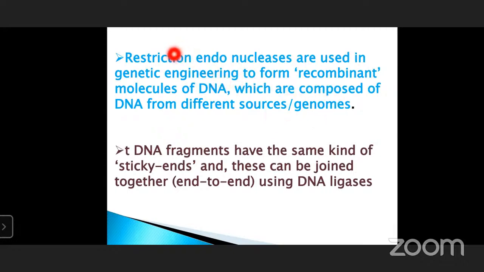Listen here. Restriction endonucleases are used in genetic engineering, nothing but rDNA technology, recombinant DNA technology, to form recombinant molecules of DNA, which are composed of DNA from different sources. The first source is from a foreign organism with desirable genes, and the other one is the host organism. DNA composed from two different sources is called rDNA.